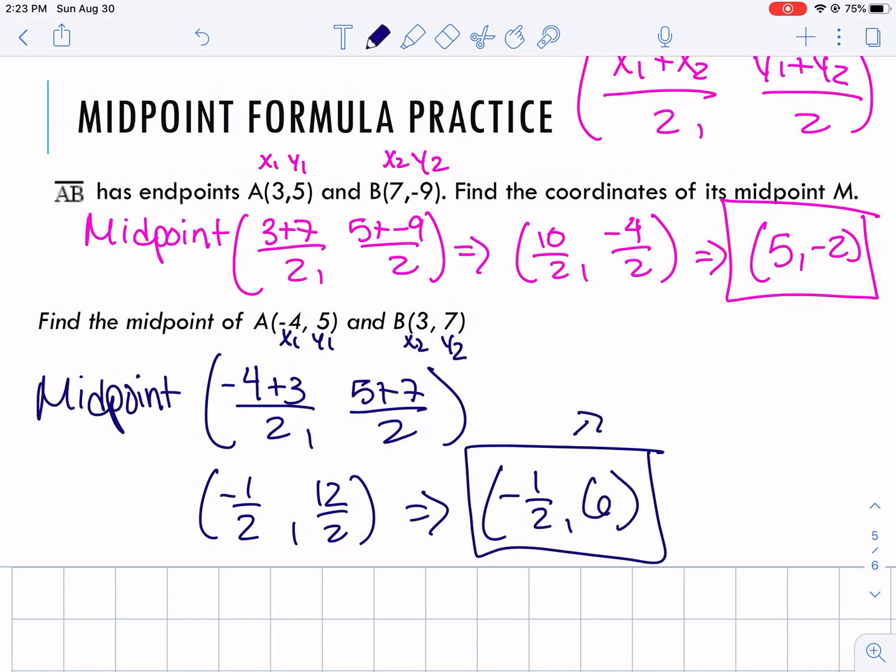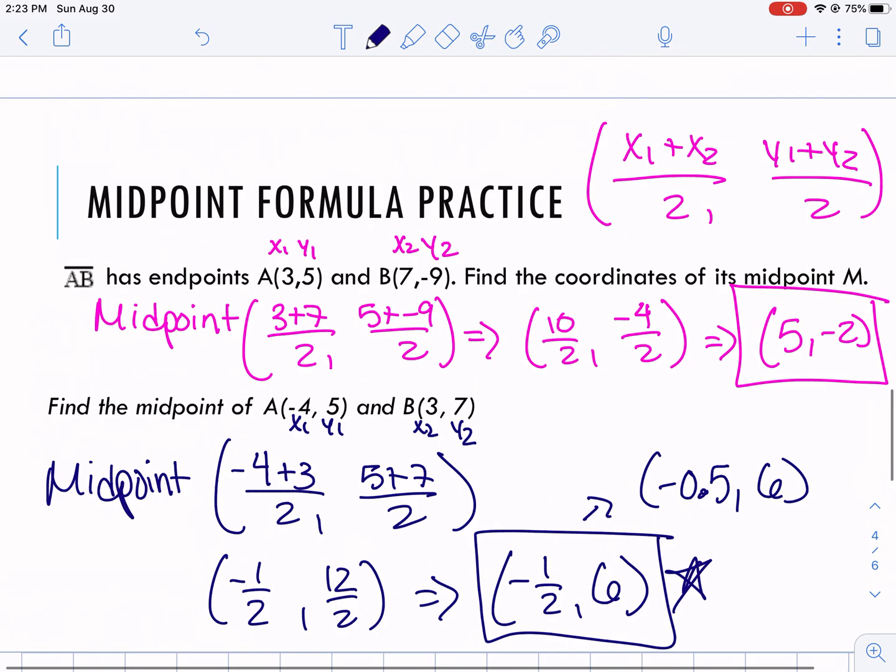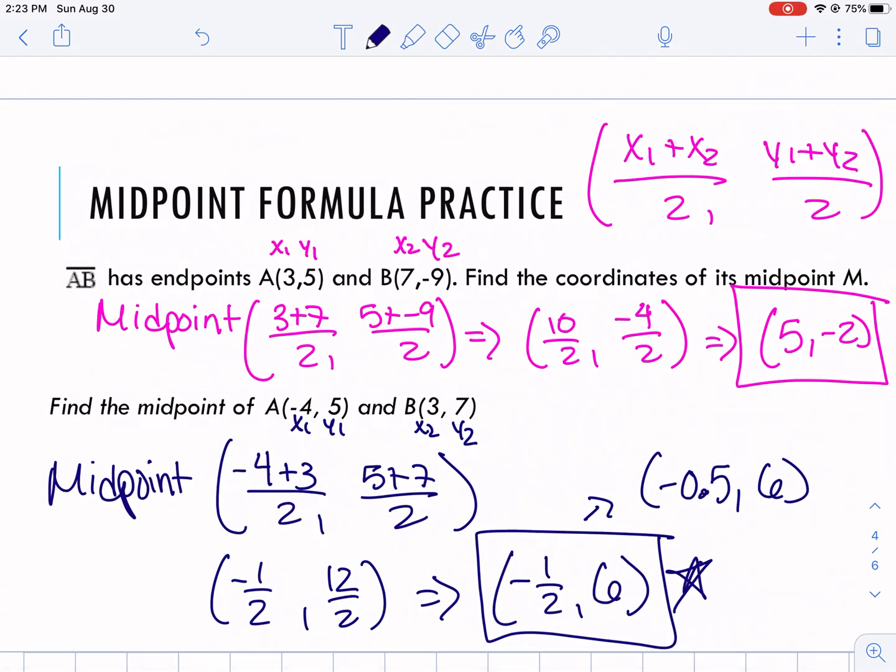But if you did write it as a decimal, it'd be -0.5, 6. But I would prefer a fraction. And it's just one less step you have to do. So that's how we can find a midpoint using the formula.